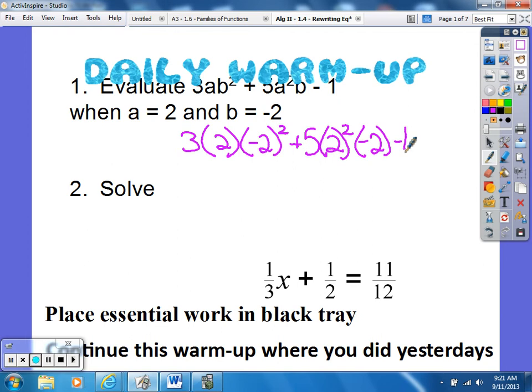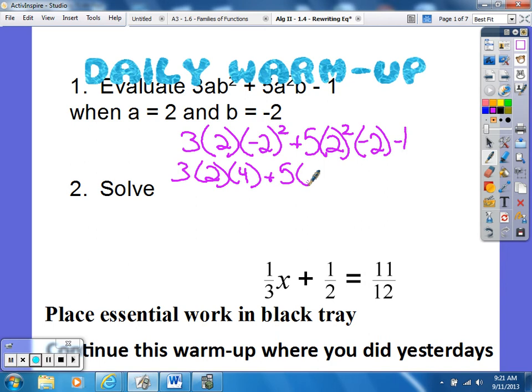According to my order of operations, what item should I do first here? Somebody raise your hand. Mason. Parentheses. Is there anything I can simplify inside the parentheses? So he's actually jumping straight to the second step, which is right. The exponent. Mason, what is negative 2 squared? 4. Perfect.